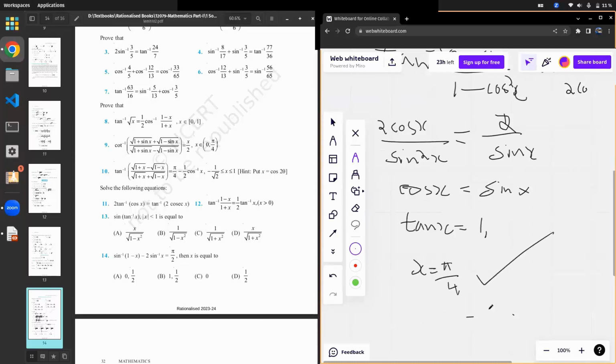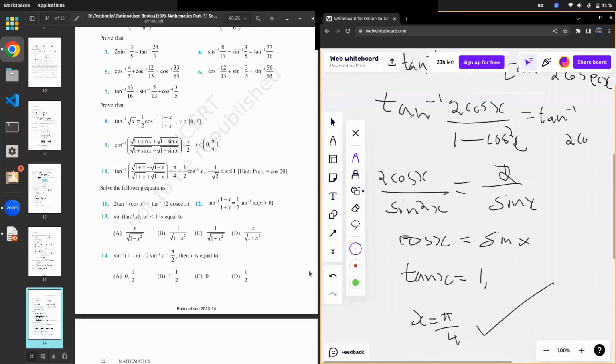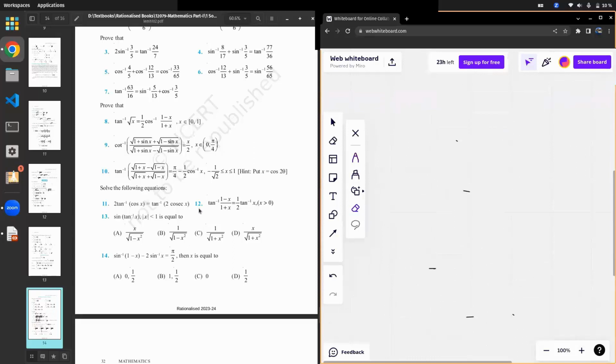This is the solution of this equation. So we move to the next question. So the next question is tan inverse of 1 minus x by 1 plus x is equal to half of tan inverse of x.